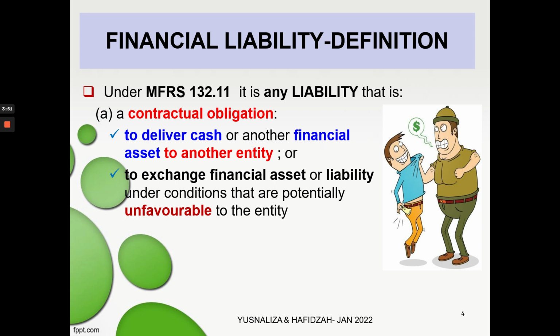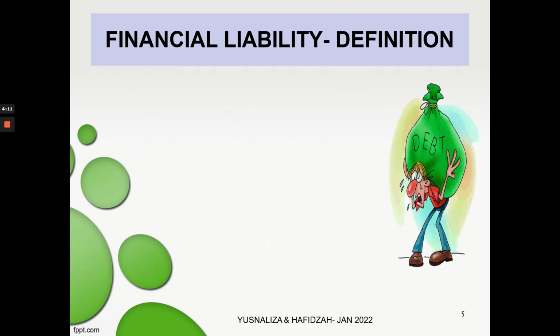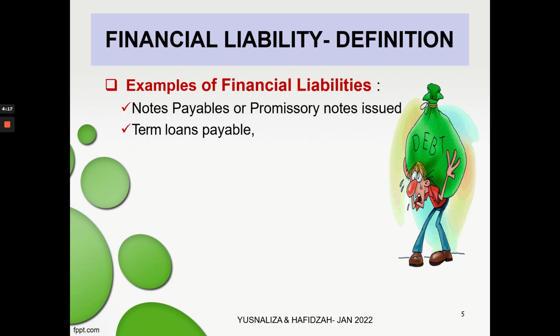Our focus will be on the first part of the definition for FAR 210, and the examples that were given here, for example, written call options. B is the contract that will or may be settled in the entity's own equity instruments, but we're not going to focus so much on this. Our focus, as I say, will be on part A. The examples of financial liabilities. So why not we look at what are the examples?